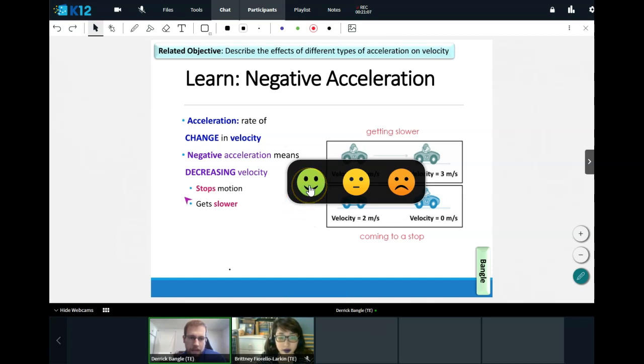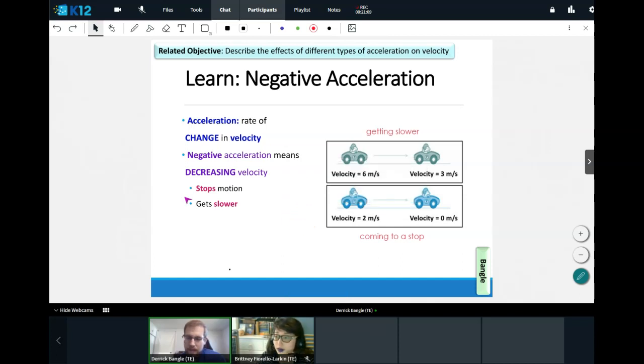All right, let's get smiley faces in the chat, or I'll pull up this little poll right here. Let's have some smiley faces to indicate that we understand this. All right, hopefully we're all smiley faces. If you don't understand it, do a neutral or a sad face. But I think this is pretty much solid.